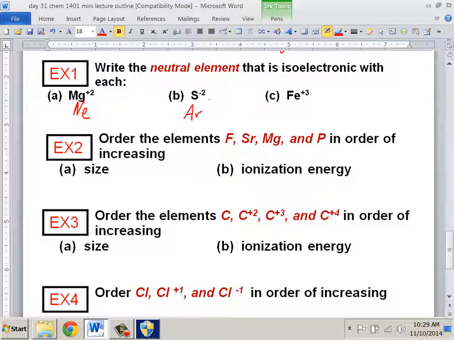And iron 3 is? So we want to lose electrons. So we don't want 26 anymore, and you want 23. So look at 23, and that's 1, 2, 3. Vanadium, right? Make sense?